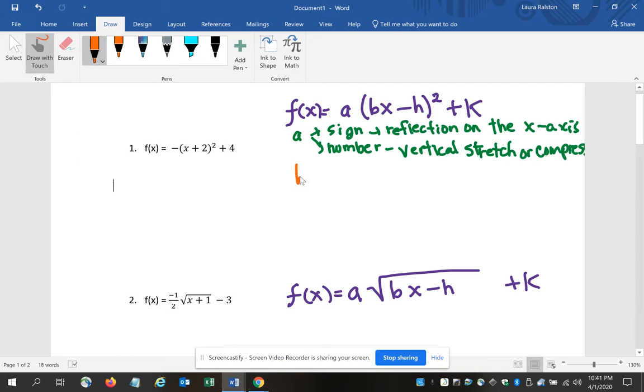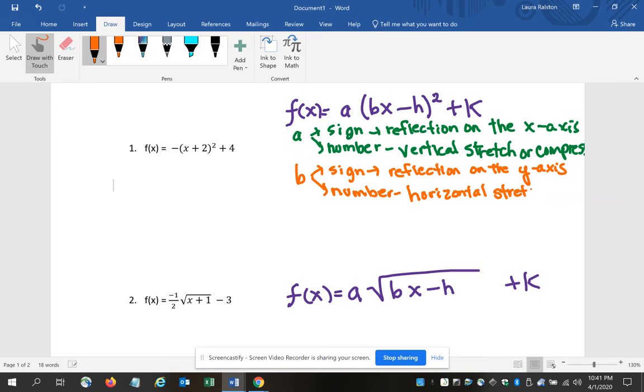Letter B, again, has 2 purposes. Its sign tells us whether or not there is a reflection on the y-axis, and the number tells us whether or not there is a horizontal stretch or compression. But remember, none of the examples we've done and none of the problems on the test have a horizontal stretch or compression.